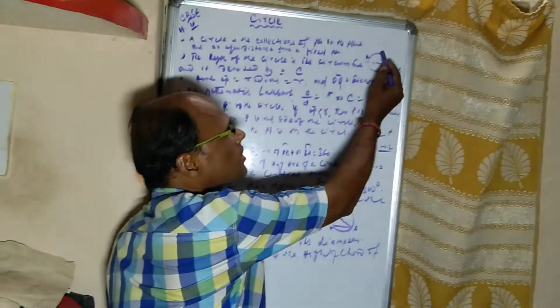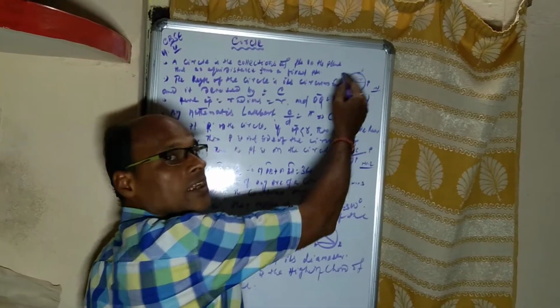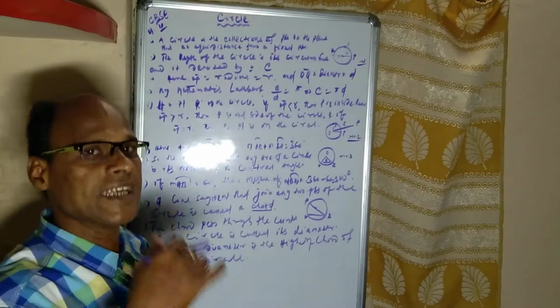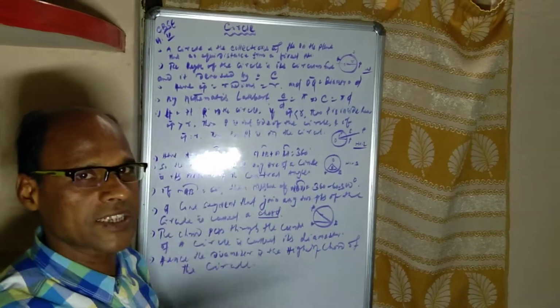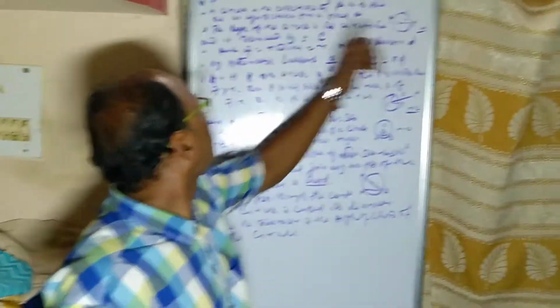It is the circumference of the circle. The circumference of a circle is nothing but its length. The length of a circle is equal to its circumference.